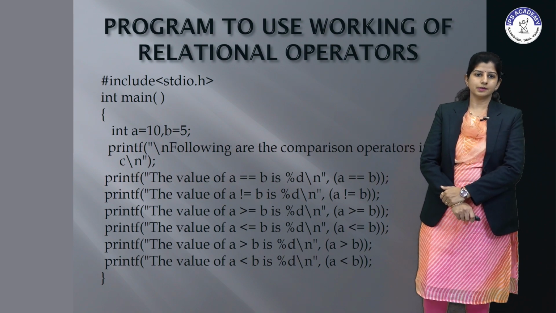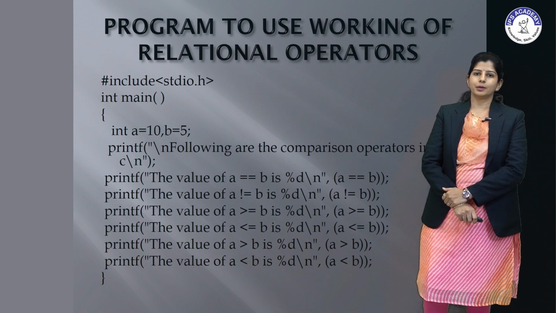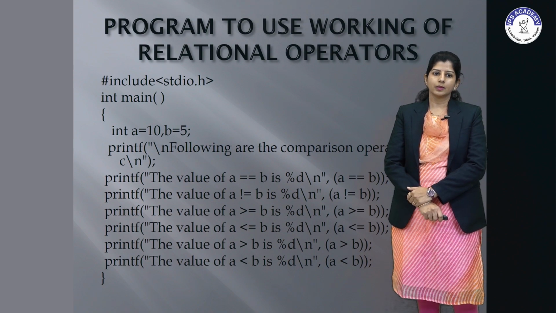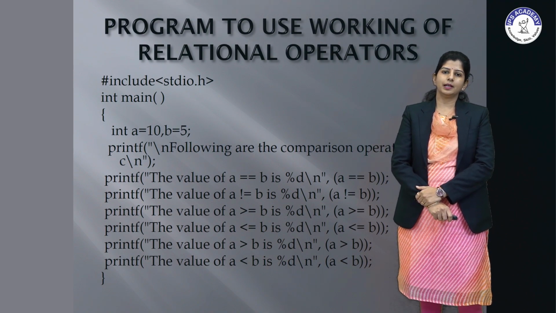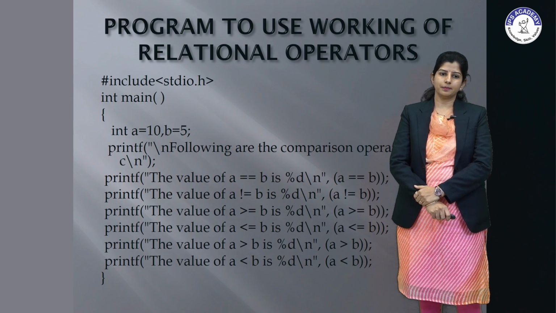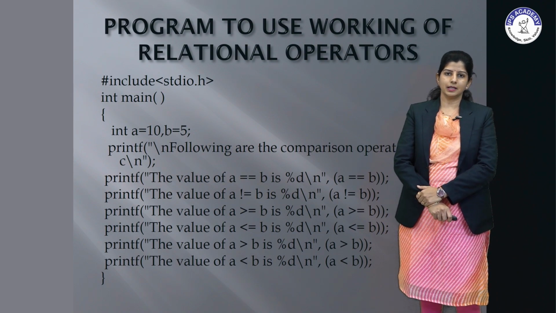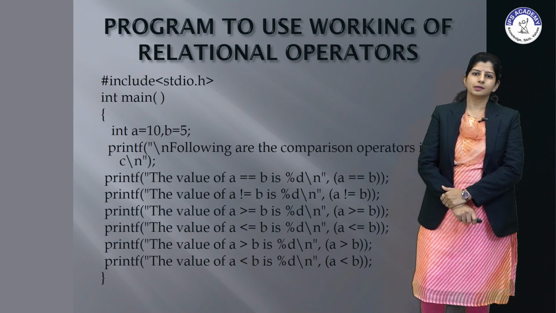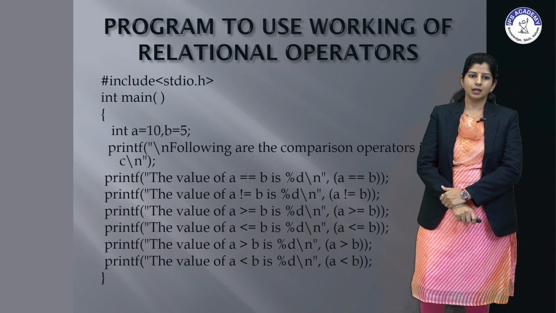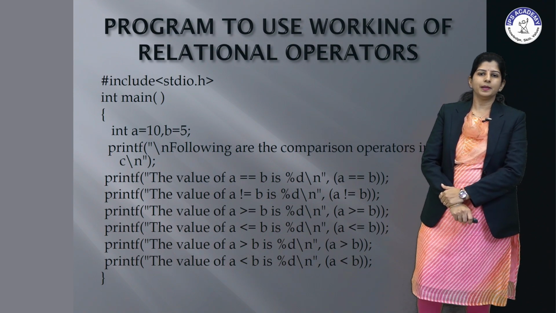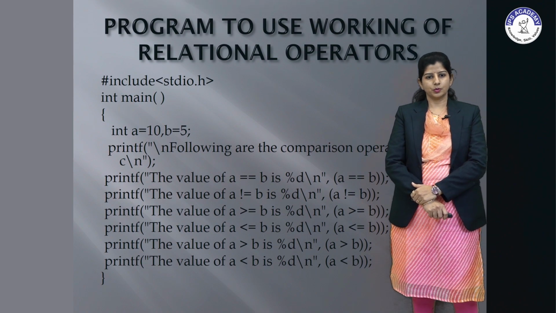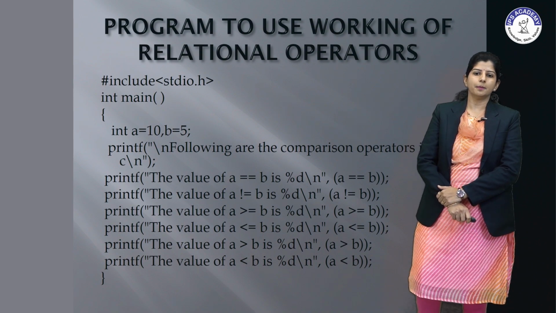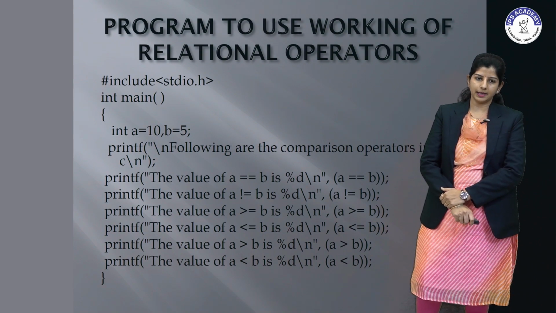For the same purpose we use two variables in our program, including a header file, with int main as my main function. I have two values, and both a and b are of integer type. A equal to 10 means I am assigning 10 into a, and b equal to 5 means I am assigning 5 into the second variable, named b. I am writing a statement, simply to print on the output screen. \n is used for a new line every time. Following are the comparison operators in the C programming language.